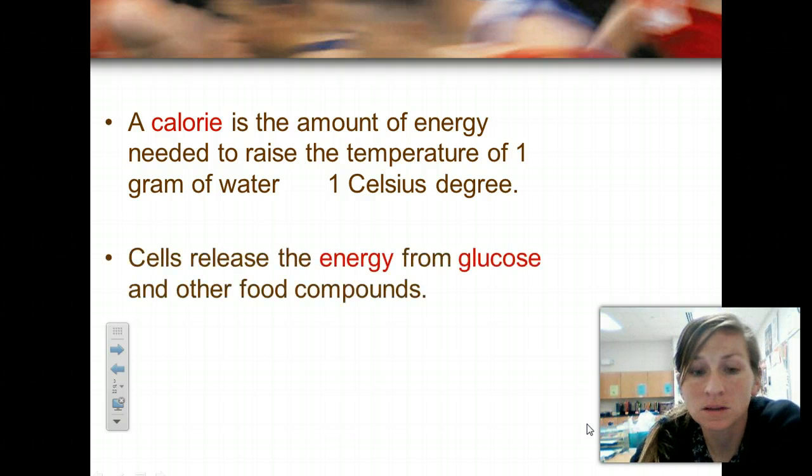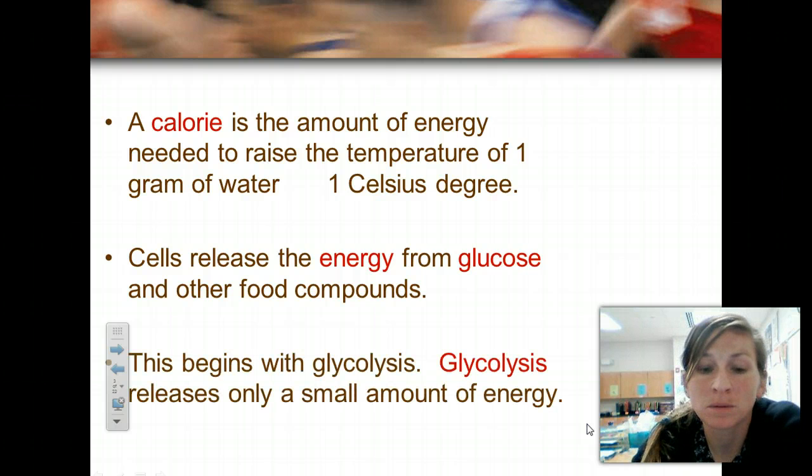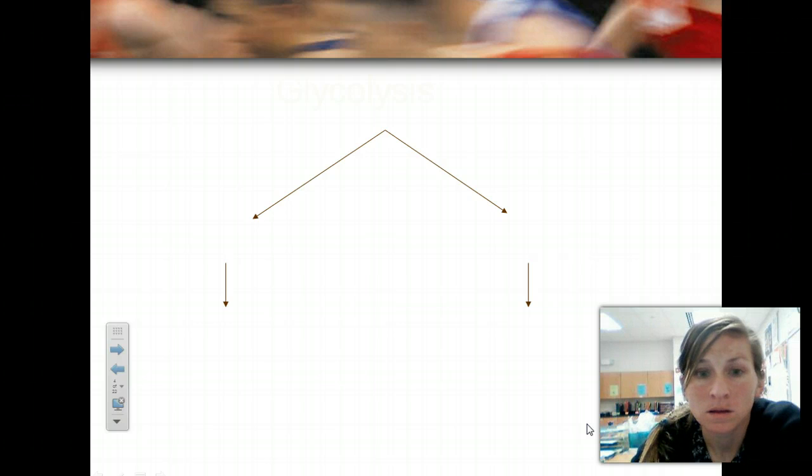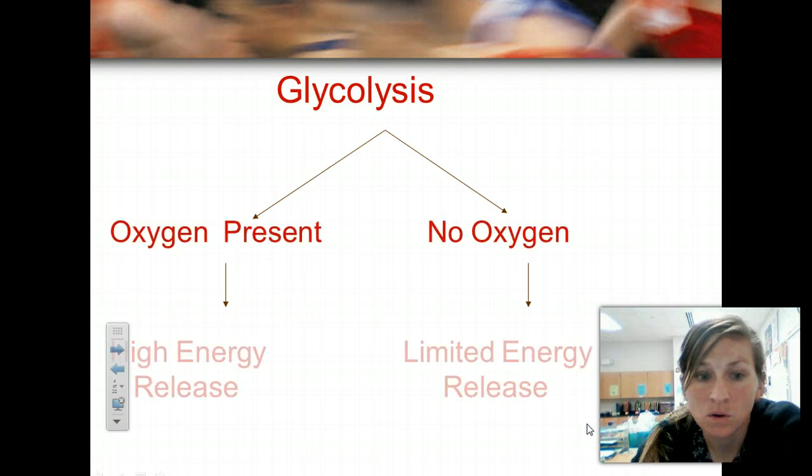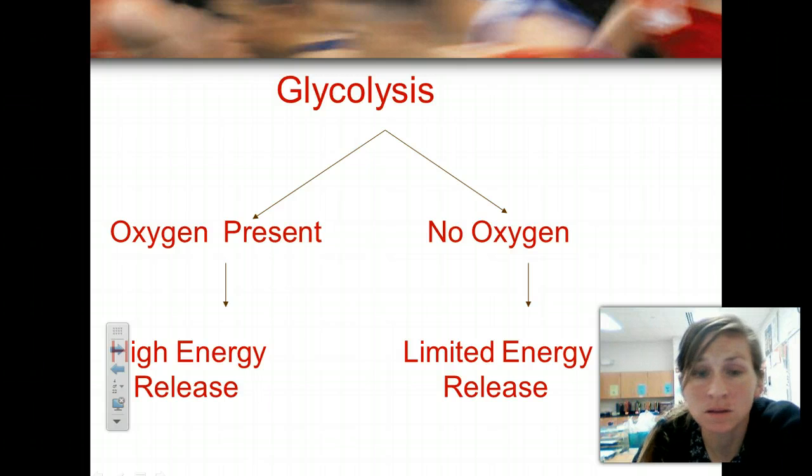Now, cells release the energy from glucose and other food components, and they do this starting with a process known as glycolysis. Glycolysis is only going to release a small amount of energy at a time, and we're going to get deeper into that process shortly. So to break it down, we start off with glycolysis to break down that glucose, and then if oxygen is present, we are going to get a high energy release. If there isn't oxygen present, then that energy release will be limited. And so we're going to talk about each pathway separately.